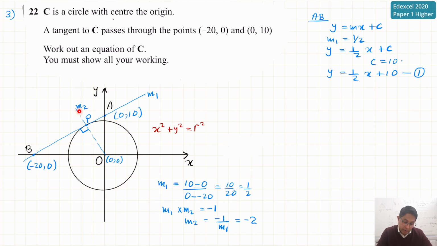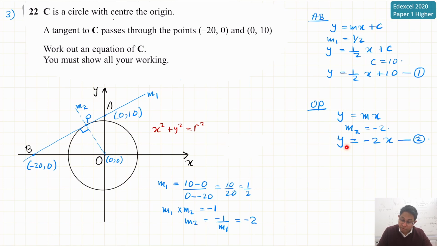You can write equation OP easily because it's going through 0, 0. So equation OP has y equal mx form. We found that the gradient of that line M2 equal to minus 2. Therefore, we can write OP line y equal minus 2x. Take that equation as equation 2. When you solve these two equations, you would get intersection point P here.